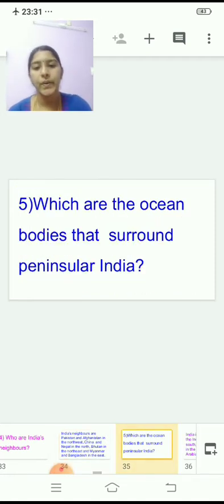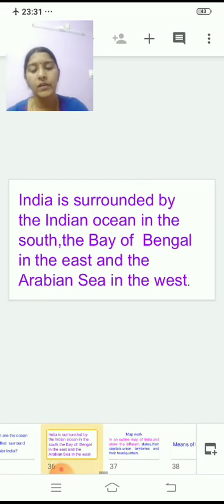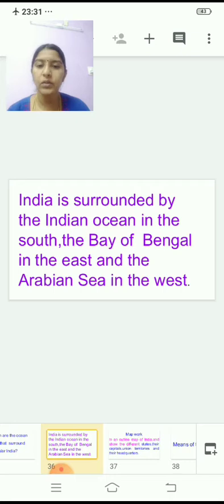Okay, so the next question, which are the ocean bodies that surround peninsular India? For this the answer is India is surrounded by the Indian Ocean in the south, the Bay of Bengal in the east, and the Arabian Sea in the west. So these are the question answers from the lesson India, which we revised.